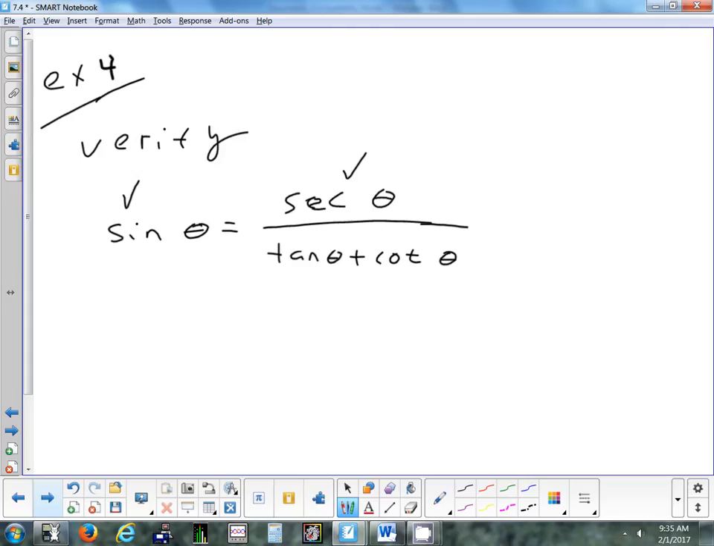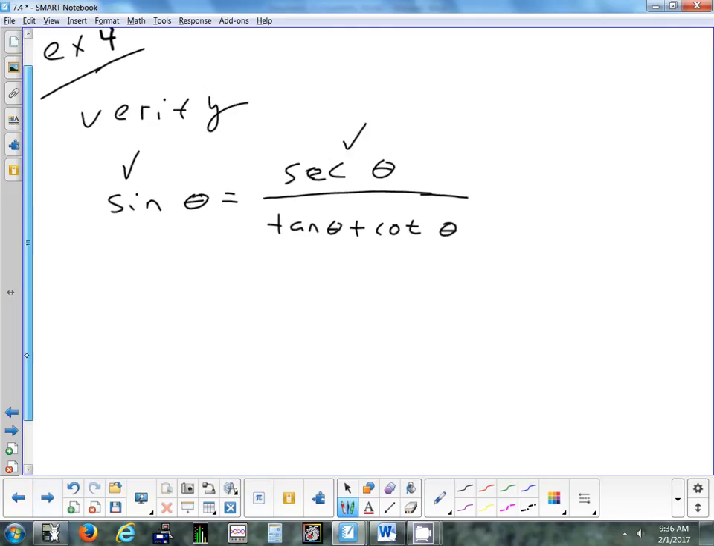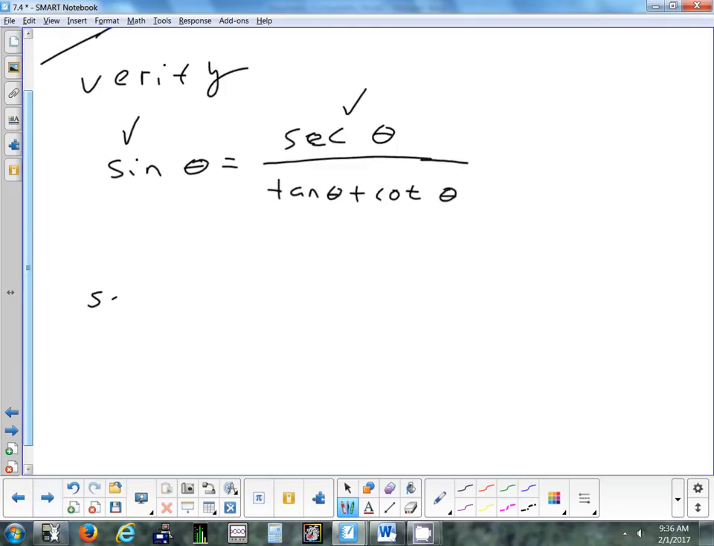All right, so this is our first verify. Okay, so verify means you can start with either side, make it look like the other. My suggestion was to start with what side? The more complicated side, yeah. Okay, so I'm going to take secant over tangent plus cotangent, and I'm going to work with that until I'm done and I finally get an answer of sine. Okay, that's what I should get when I simplify it. So we're starting with what's on the right, we're going to finish with what's on the left.